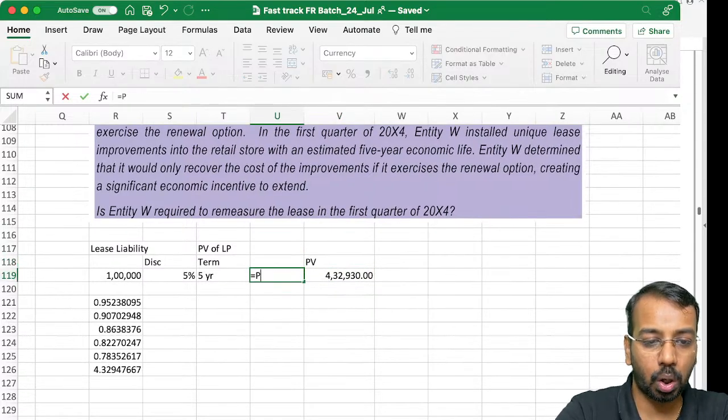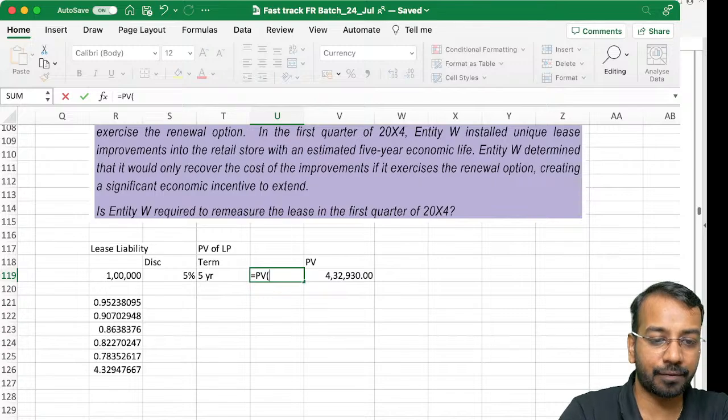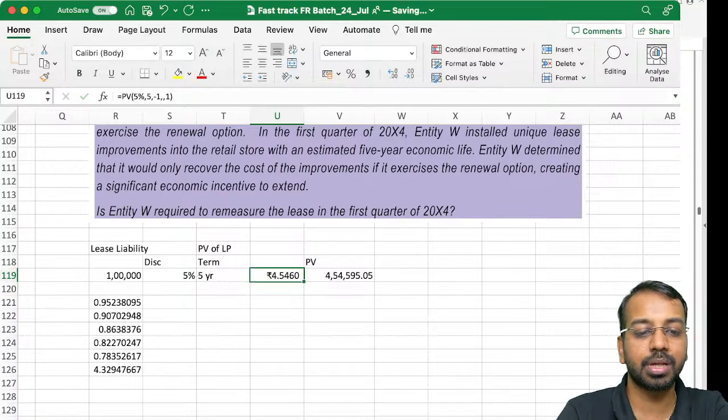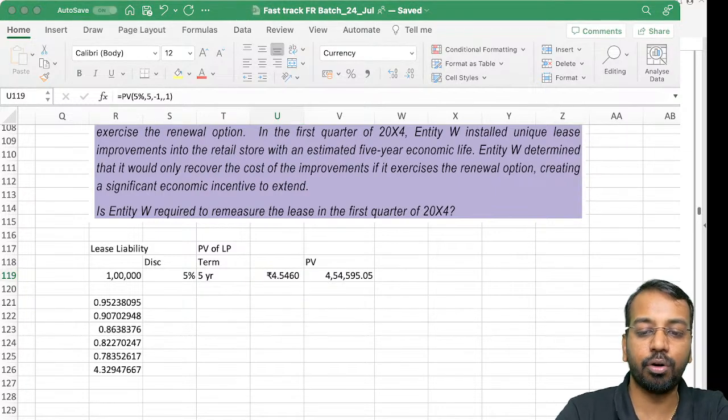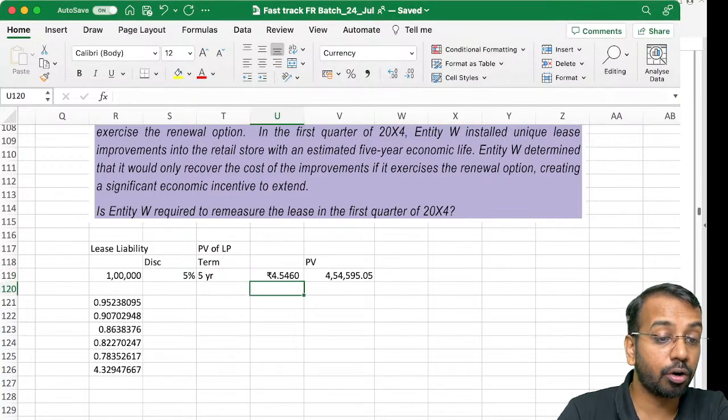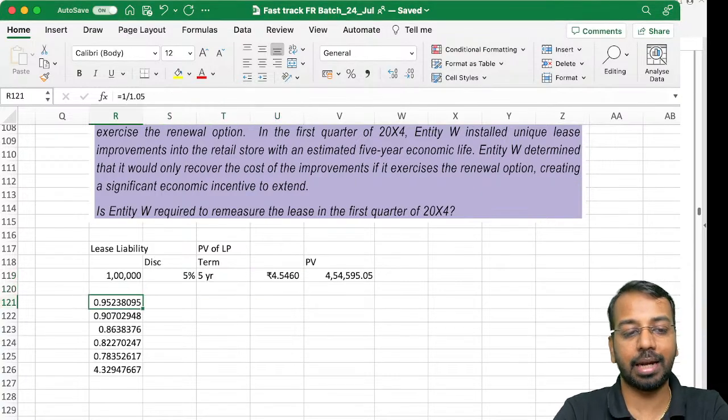Present value of 5% for 5 years, payment of 1, and payment is at the beginning of the year. So in that case, it becomes 4.5460. 4.5460, that will be the number. Now, how do we calculate this on Excel or a calculator?